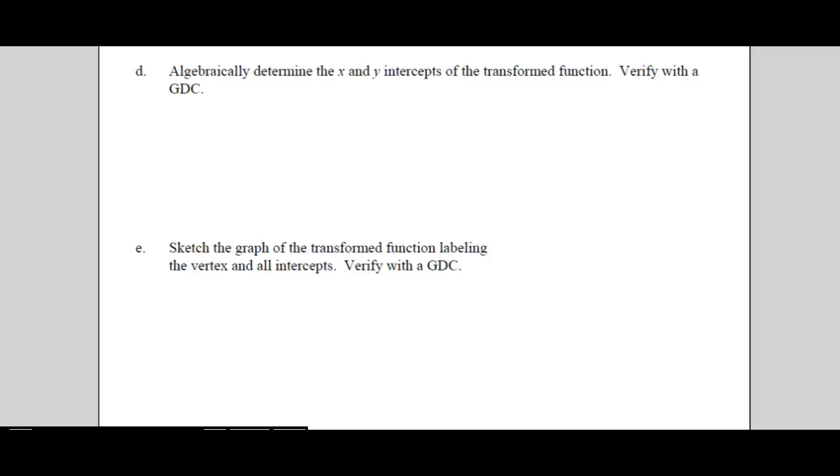Sorry, I was looking at the next part while I was trying to algebraically determine the x and y intercepts of the transformed function. Verify with the graphing display calculator. Okay, so I'll let you do that. For the x-intercept, set y equal to 0, and for the y-intercept, you set x equal to 0, using the equation y equals negative 3 times the quantity x plus 5 squared plus 12. So you do those and verify that with the calculator. Sketch the graph of the transformed function, labeling the vertex and intercepts. Okay, so you can do that as well.